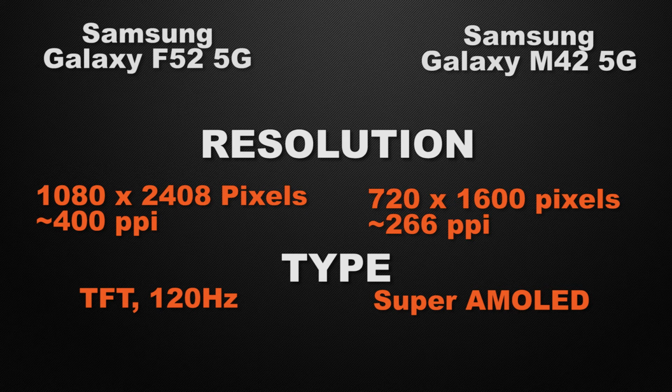So the winner here is M42 because it has a Super AMOLED display. It produces sharper images, viewing angles are better, and the color vibrancy is awesome. Moving to the body features of the devices, let's start with the thickness. F52 has 8.7 mm of thickness, whereas M42 has 8.6 mm. So it's a tie because both devices have approximately the same thickness.